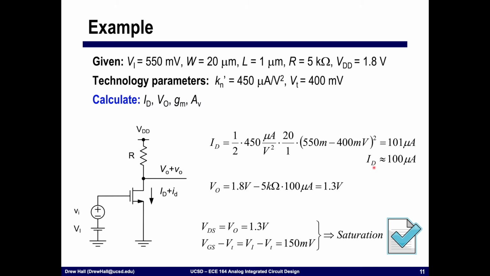So if this current is approximately 100 microamps, that means that there's 100 microamps times 5 kiloohms voltage drop across this resistor, which means that the output voltage is equal to VDD, or 1.8, minus 5K times 100 microamps. And so this puts the output voltage at 1.3 volts. Now, implicit when I chose this ID expression, I assumed that the transistor was in saturation. And anytime I'm doing DC biasing, I always have to pick an assumed operating region for any active device.